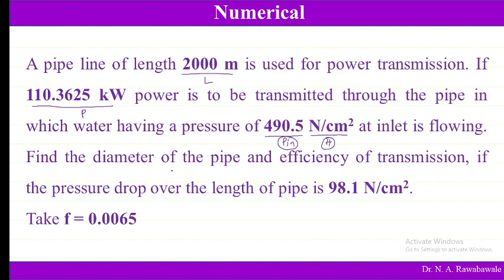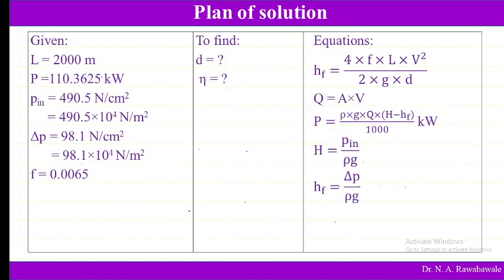Find the diameter of pipe. So we have to find out D. The diameter of pipe is required to be obtained, and the efficiency of transmission also we have to find out. If the pressure drop, so delta P instead of HF, head loss due to friction, is given in terms of Newton per centimeter square. The pressure drop over the length of pipe is 98.1 Newton per centimeter square, and coefficient of friction f is given. So we will see how to simplify this problem.